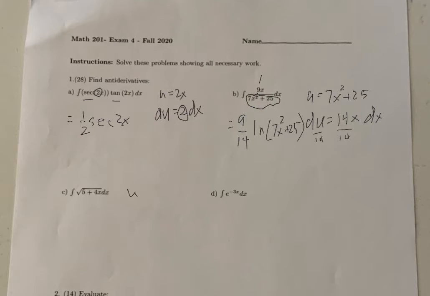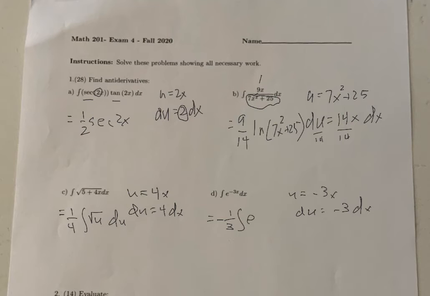On part C, we want to substitute for 4x. And du then is 4 dx, and then you get 1/4 the integral of the square root of u du, and I'll let you finish it. And similarly over here, we let u be minus 3x, and then du is minus 3 dx, and that gets us minus 1/3 the integral of e to the u du, which is a nice easy problem. And we can probably finish. So it's not all the way, but it kind of shows you what to do.